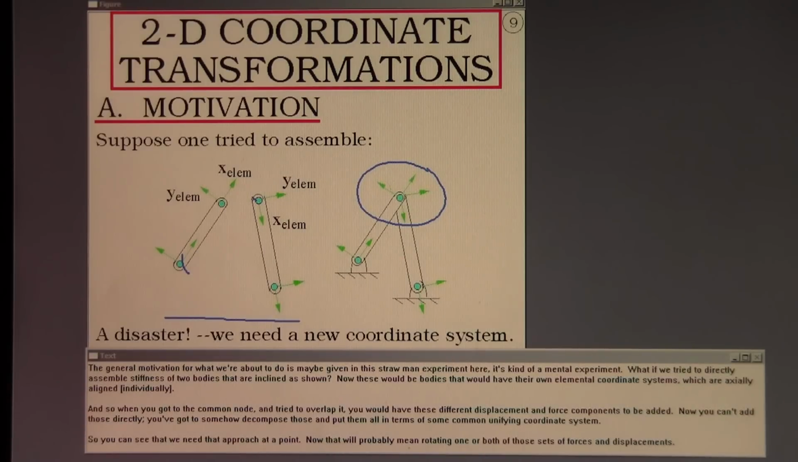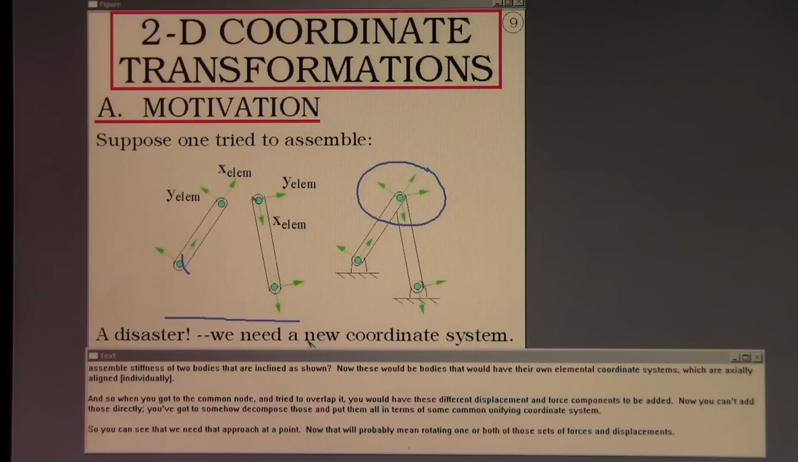Now, you can't add those directly. You've got to somehow decompose those and put them all in terms of some common unifying coordinate system. So you can see that we need that approach at a point. Now that will probably mean rotating one or both of those sets of forces and displacements.